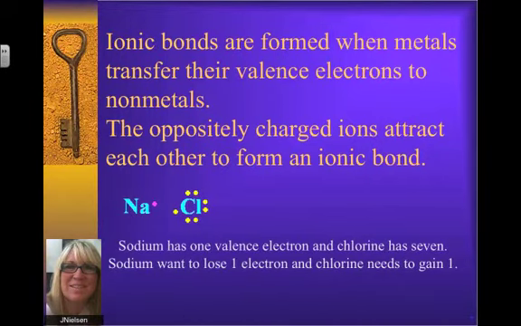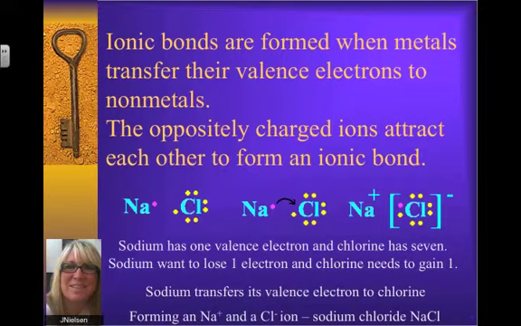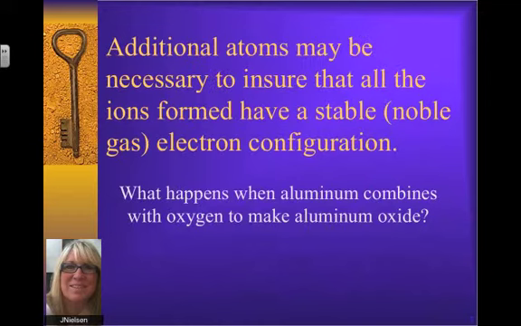So here you see sodium with 1 valence electron and chlorine with 7. A very nice partnership. Sodium will give up its electron and chlorine will gain it. When that happens, remember that because sodium gave up an electron, it forms a positive ion. Because chlorine gained an electron, it forms a negative ion. And the brackets always go around the nonmetal. And you must use the charges to show how many electrons have either been lost or gained. Additional atoms may be necessary to ensure that all ions formed have a stable noble gas electron configuration.